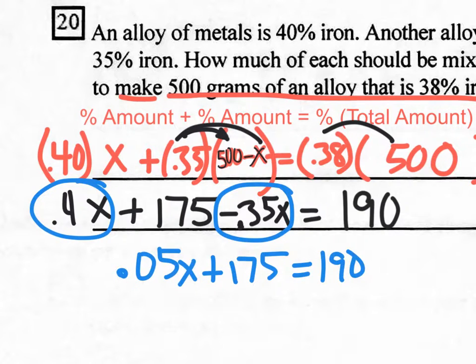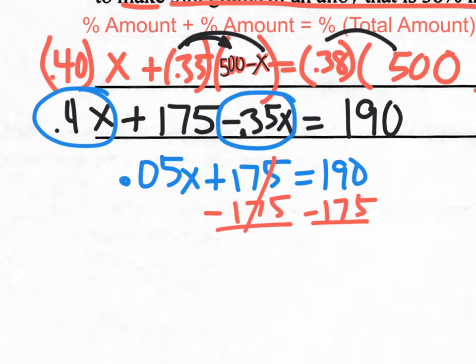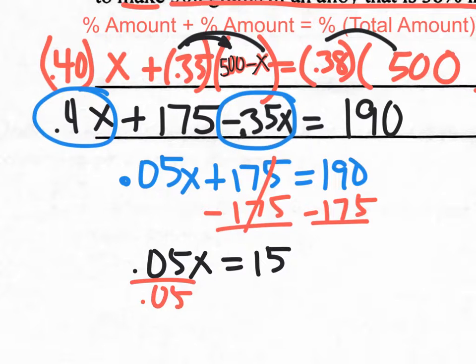So then I'm going to subtract 175 from both sides, and I will get a new equation that says 0.05x equals, what is that, 15? And all we need to do is divide both sides by 0.05. With the calculator, 15 divided by 0.05, the answer is 300.